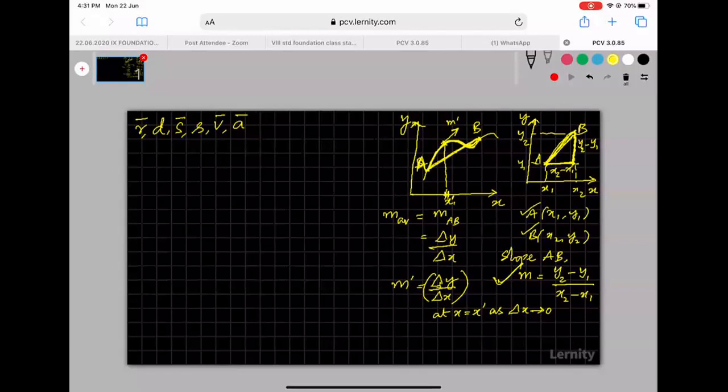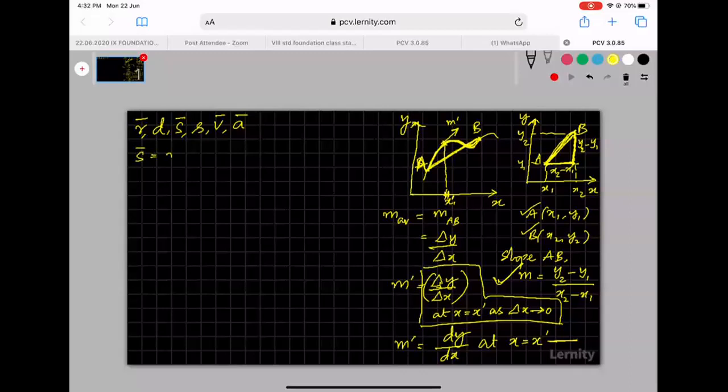In mathematics, you will learn later in calculus that this whole expression can be basically written as dy by dx at x is equal to x dash. Do not worry about it right now. It's part of calculus. When you learn calculus, you learn this. M dash is equal to dy by dx, instantaneous slope. Right? We'll write it for the reference sake for now.